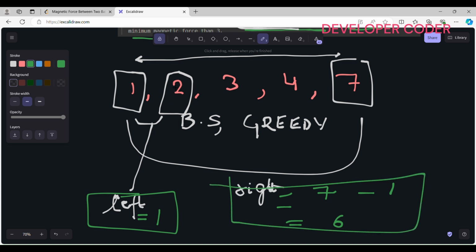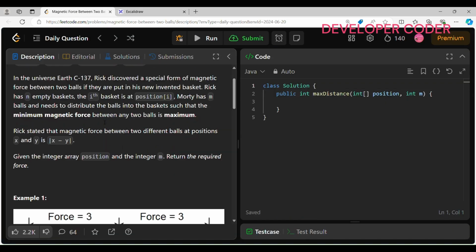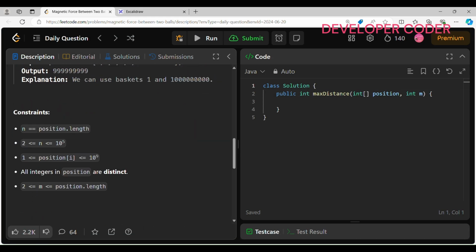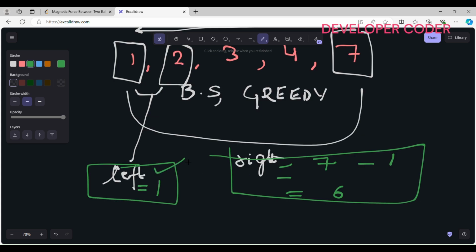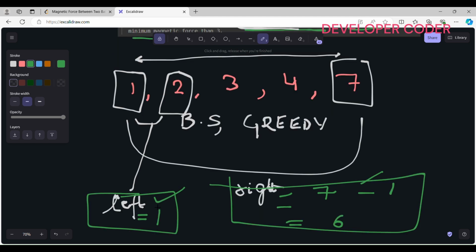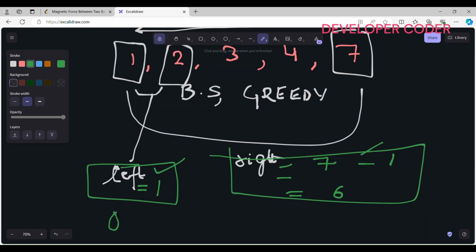Here, why am I saying that I'm always comparing two balls? If there is just one ball, then what do we need to do? Actually, in the problem statement it is given that m is always 2 or greater than 2. So this is going to be my left and this is going to be my right. Left is the minimum force. Left is the place where we can get the maximum force, because two balls are very near to each other. And right is the place where we are going to get the minimum magnetic force, because balls are at a very large distance.